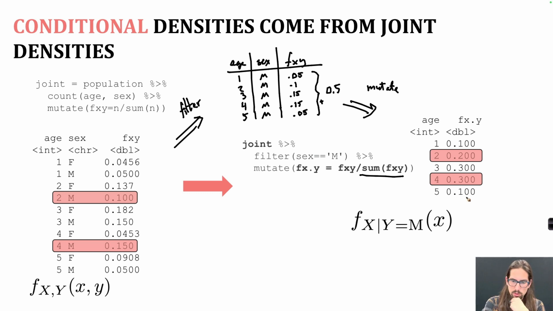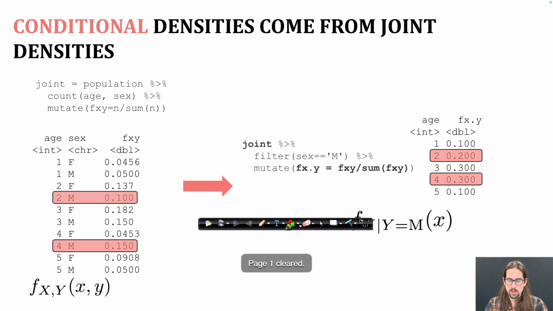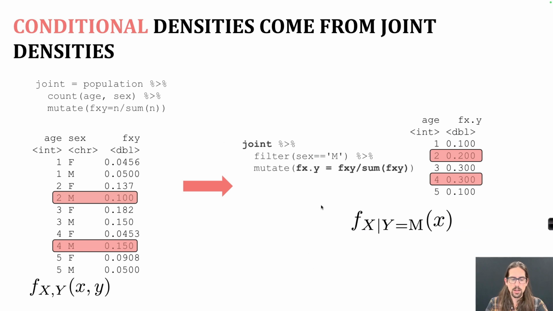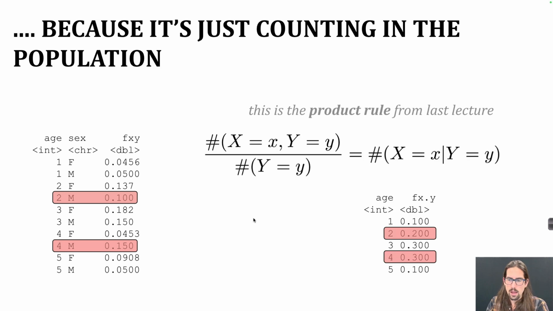So notice this number is the same as this number. So this number is the same as that number, right? All of these are just being divided by the same constant, which is the sum of all of them. Another way to think of it is I'm just rescaling. I'm filtering and then I'm rescaling. And the number that I'm rescaling by is precisely the sum of all the numbers there. And why is that? It's just the product rule from last lecture, right?